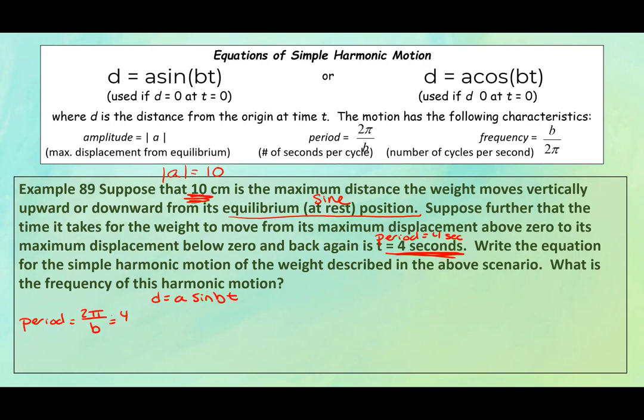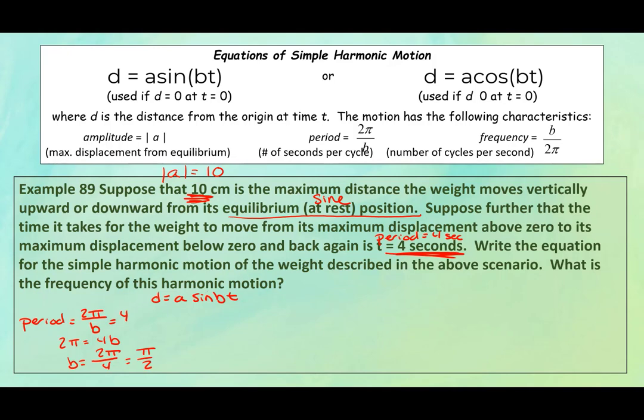So what I'm going to do is multiply both sides by B to get 2 pi is equal to 4B. And then I'm going to divide both sides by 4 to get B is equal to 2 pi divided by 4, or pi over 2. So we now know that B is equal to pi over 2.